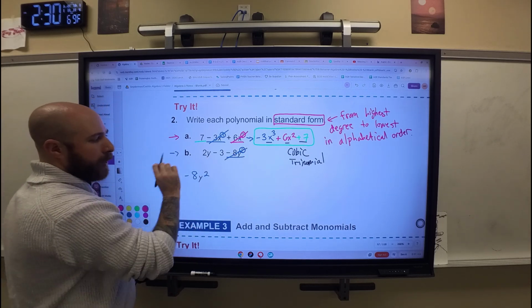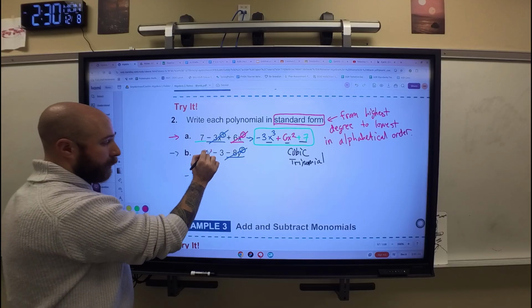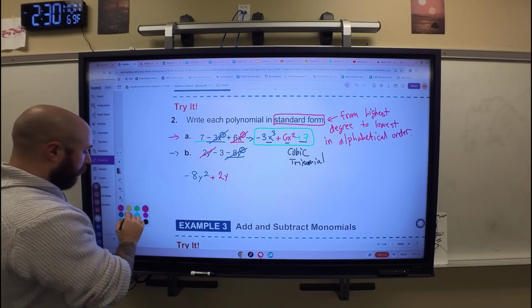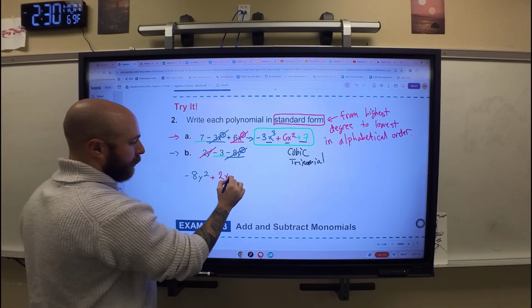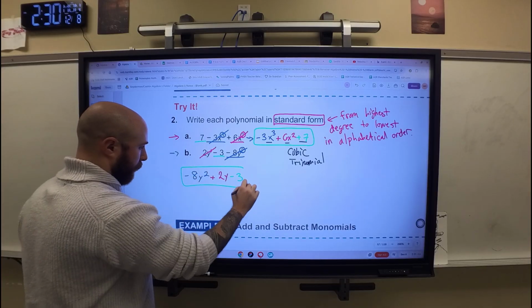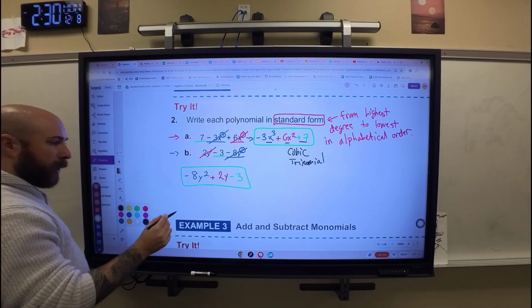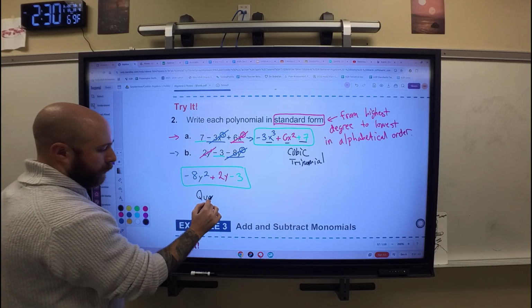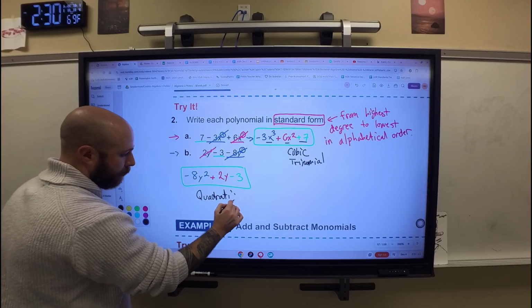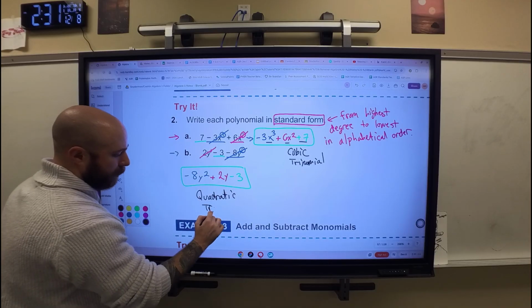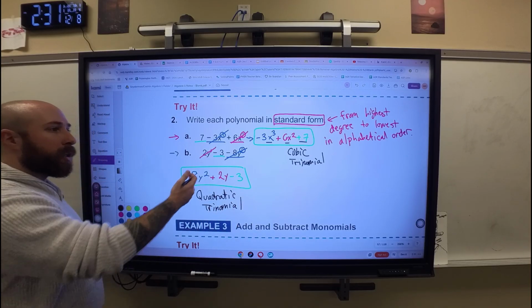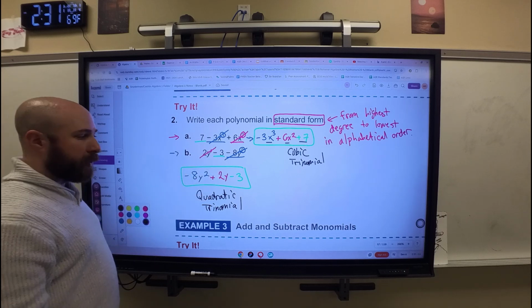Then we have a y and a 3, so we go with the y to the first term, so the plus 2y next. And then we're left with the negative 3 at the end. And again, we can classify this. This has an exponent of 2, so it is quadratic, 3 terms, trinomial. Okay, so that's just rewriting them in standard form.